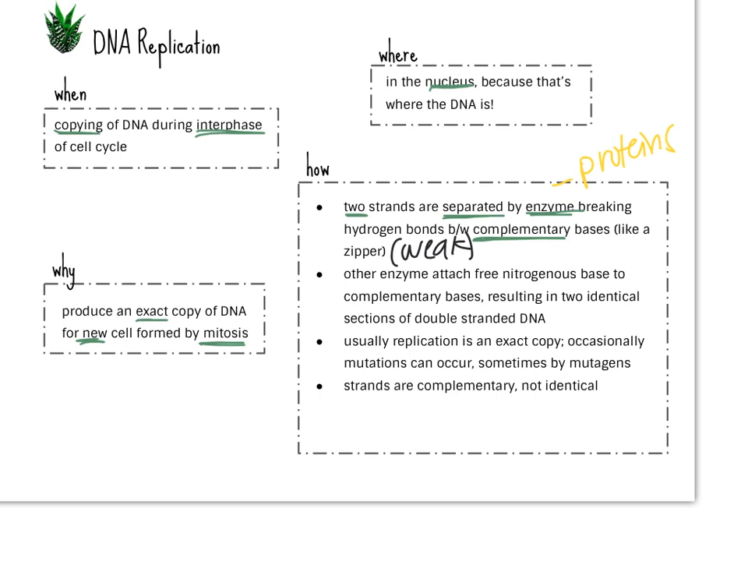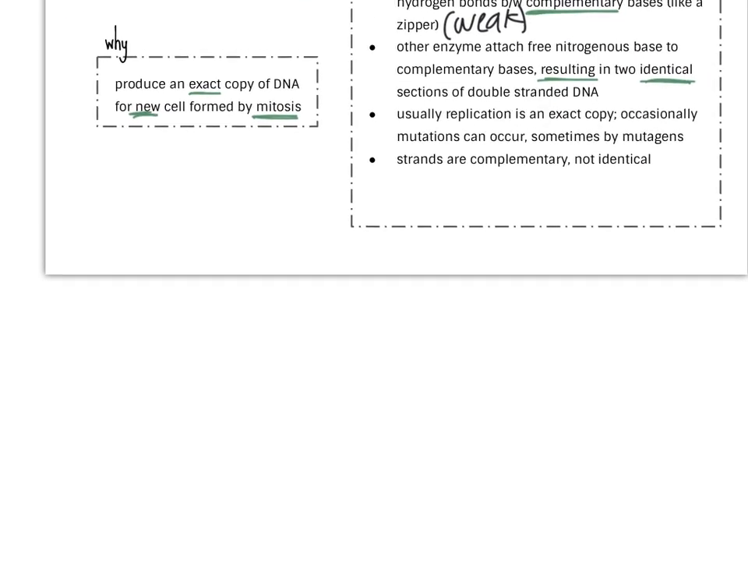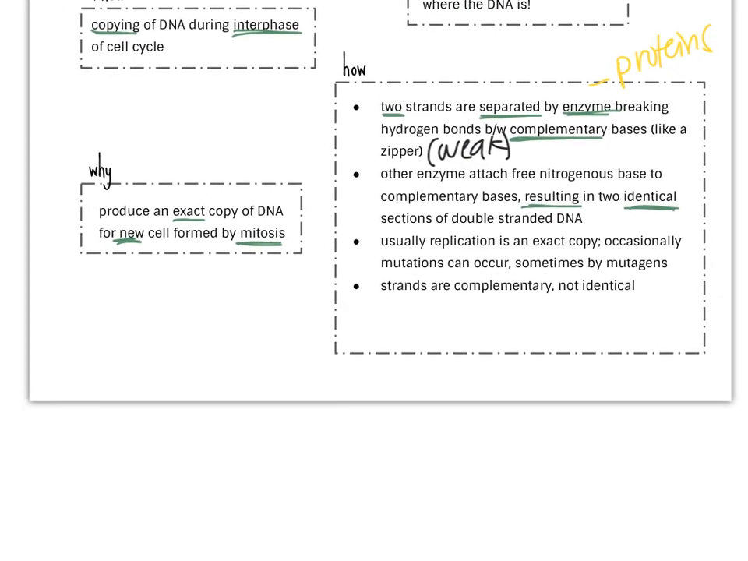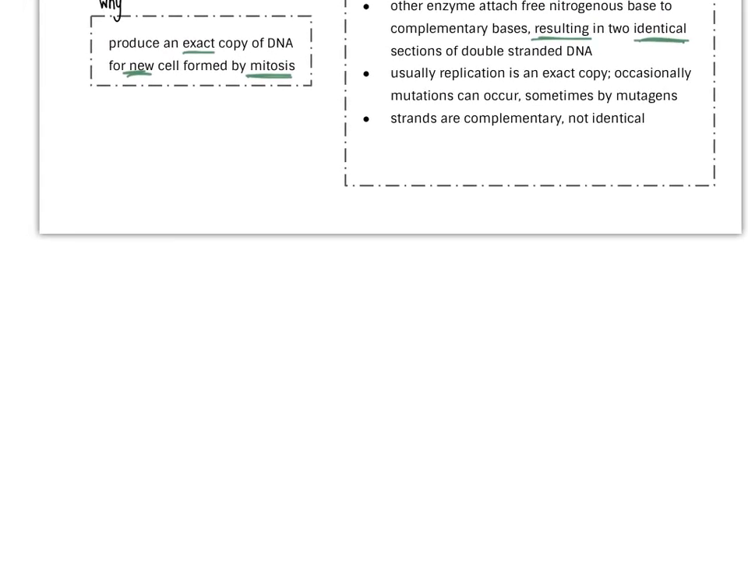And then while they're separated, more enzymes attach free bases to the complementary base, which results in two identical sections of double-stranded DNA. So I'm going to draw this on here real quick. I would highly recommend that you do the same. You can do it in one of these spaces over here, or on a separate sheet of paper. But I do recommend that you have this somewhere because, hint, hint, it might come back to you.